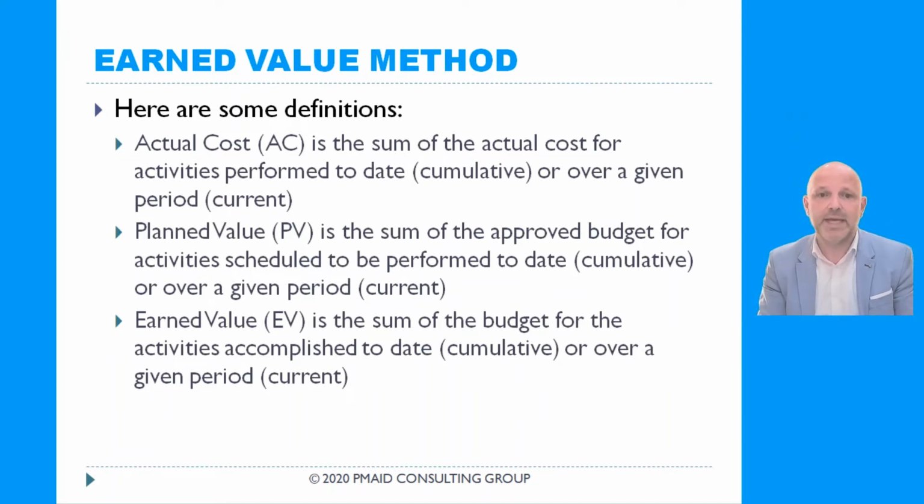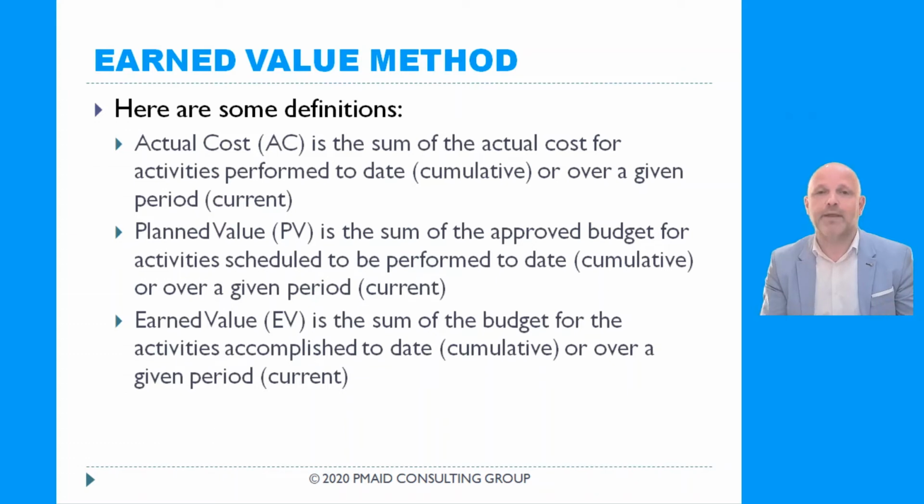Planned value is the sum of the approved budget for the activity scheduled to be performed to date or over a given period of time. So let's say we're talking about the same 3 days. We were planning to perform certain activities, and whatever we budgeted for what we were planning to perform is called planned value. Earned value is the sum of the budget for the activities accomplished to date or over a given period of time. For the same 3 days, we accomplished something. So whatever was budgeted to accomplish those specific activities that we accomplished is called earned value.